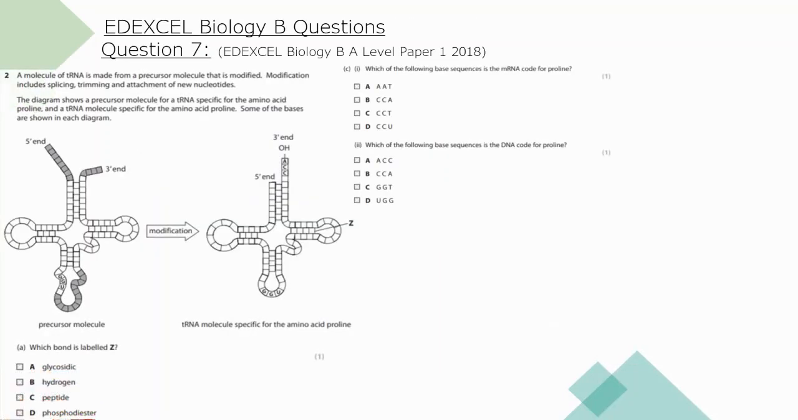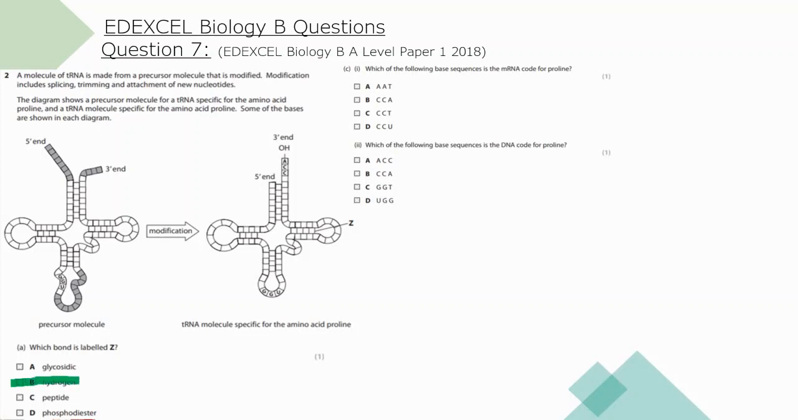Question 7. A molecule of tRNA is made from a precursor molecule that is modified. Modification includes splicing, trimming and attachment of new nucleotides. The diagram shows a precursor molecule for a tRNA specific for the amino acid proline and a tRNA molecule specific for the amino acid proline. Some of the bases are shown in each diagram. So the first question is, which bond is labelled Z? So we know that tRNA molecules are made up of nucleotides, and these nucleotides are bonded together by hydrogen bonds. So therefore our answer to A is going to be hydrogen bonds. So we can highlight that there.